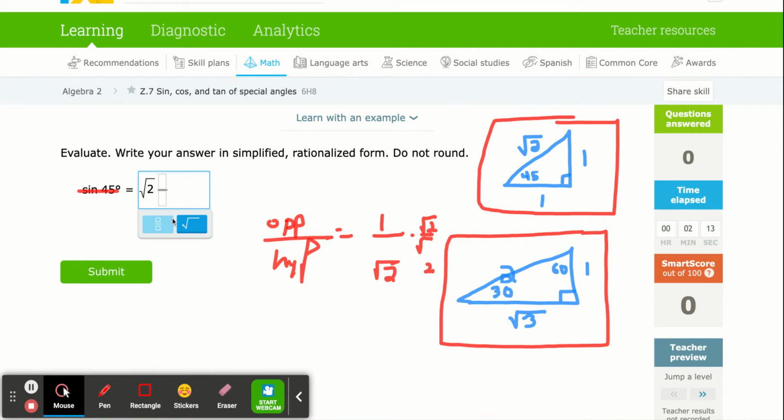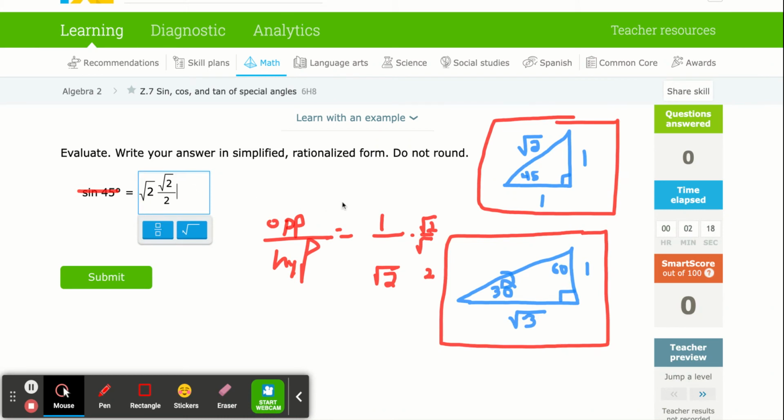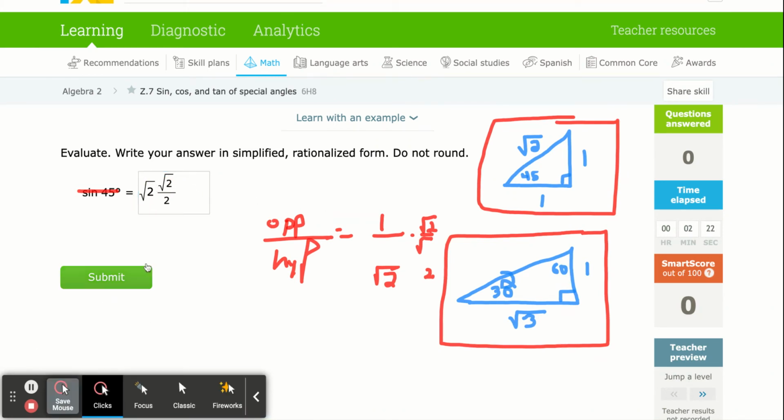And your final solution will be the square root of 2 over 2. I can't get in there now. What happened? I want to get back in there. Oh, there we go. And there's our answer.